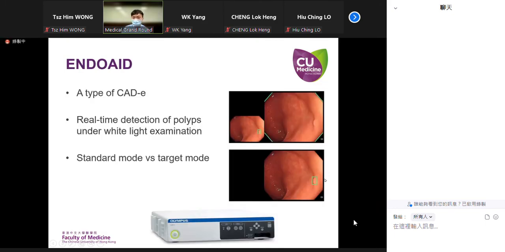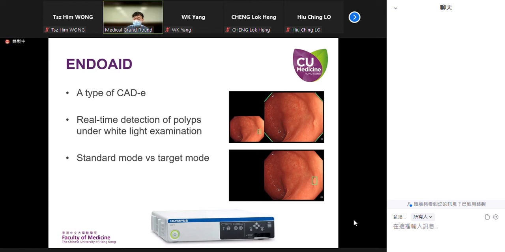So the next AI-assisted endoscopy system that I'd like to introduce is called EndoA. We are actually using this system during our routine colonoscopy now. It is a kind of CADe, which means that it is used for lesion detection. It allows real-time automatic detection of polyps under white light examination. For this system, there is a console here, and it can be seamlessly incorporated into the usual colonoscopy.